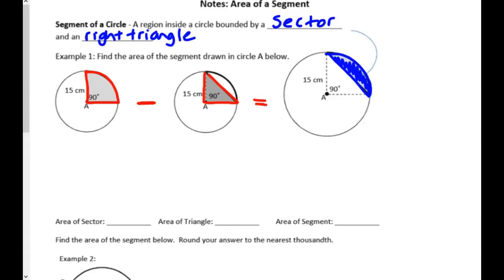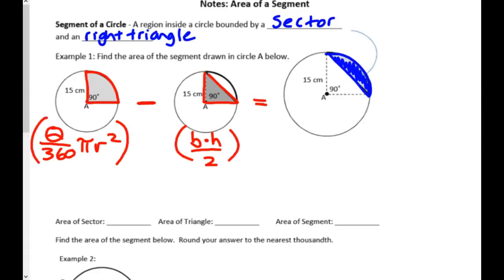So first of all, how do we find the area of a sector? I'm going to write the formula right here. Okay, so it's theta over 360 pi r squared. We are going to get the decimal answer when we do these, so we are going to type pi, okay? Do not do terms of pi. We need the final decimal form, okay? And then how do I find the area of a triangle? Well, it's base times height divided by 2. So I'm going to take these two formulas and subtract them, and that's going to give me the answer, okay?